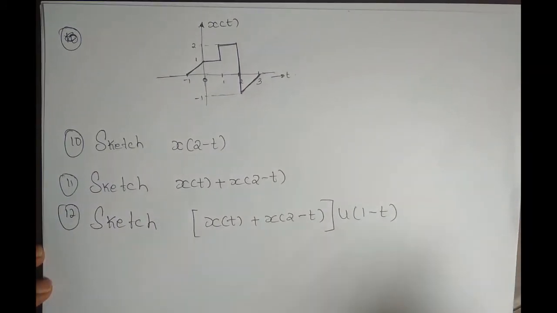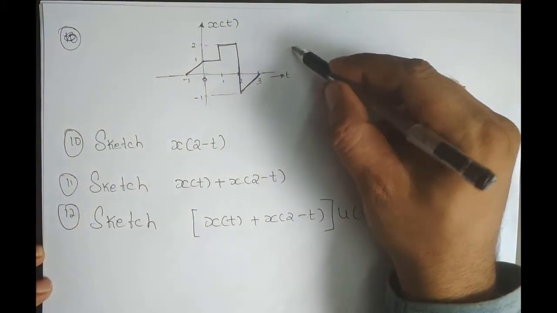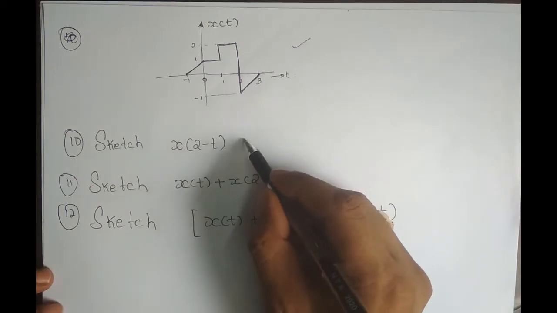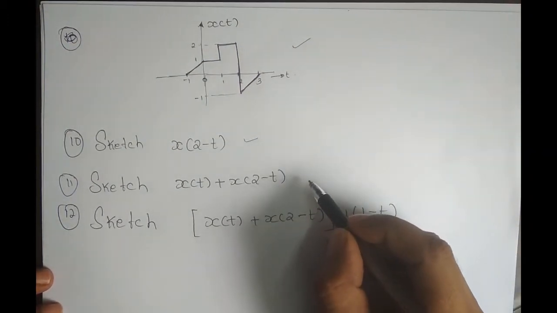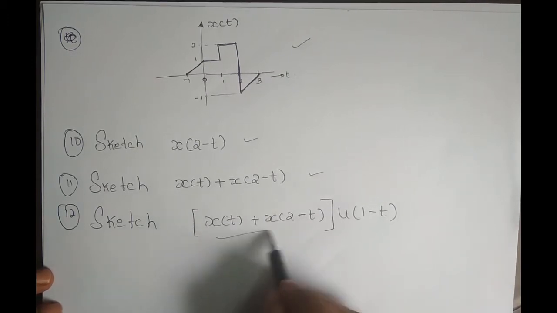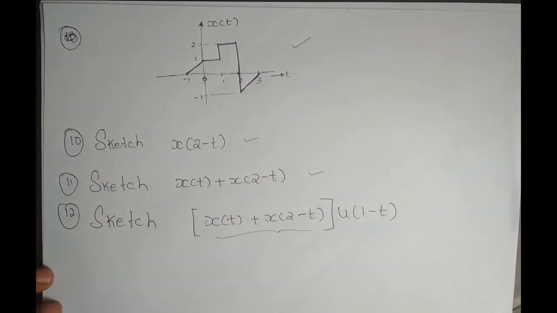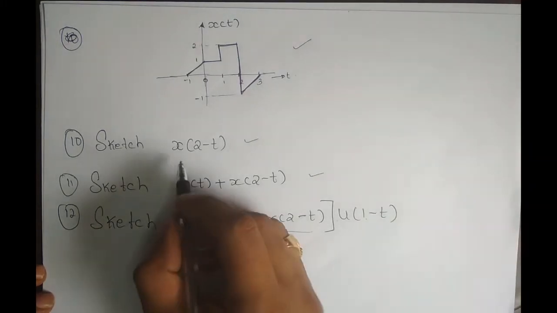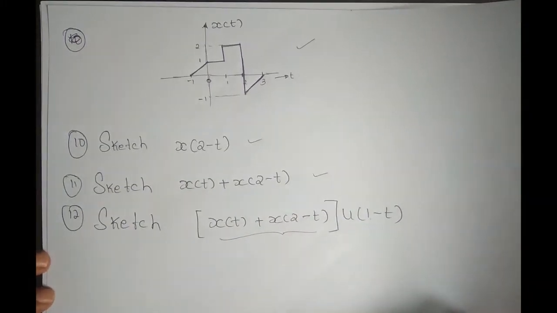Okay, the problem is the signal x of t is given something like this. It's a continuous time signal. I want to sketch x of 2 minus t. I want to sketch x of t plus x of 2 minus t, and I want to sketch x of t plus x of 2 minus t, which is multiplied with u of 1 minus t. So we shall take up one by one. First we'll take problem number 10, which is x of 2 minus t.